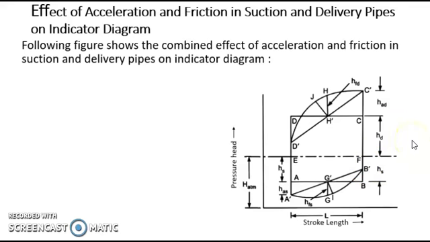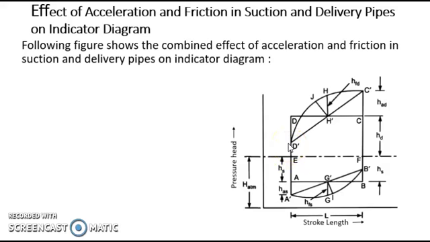At the beginning of the delivery stroke, the pressure head in the cylinder is HD plus HAD above the atmospheric pressure head. The pressure head in the cylinder at the middle of the delivery stroke is equal to HD plus HFD above the atmospheric pressure head. You can observe that this ED is equal to HD, this D dash D is equal to HAD, so this ED dash is equal to HD minus HAD.